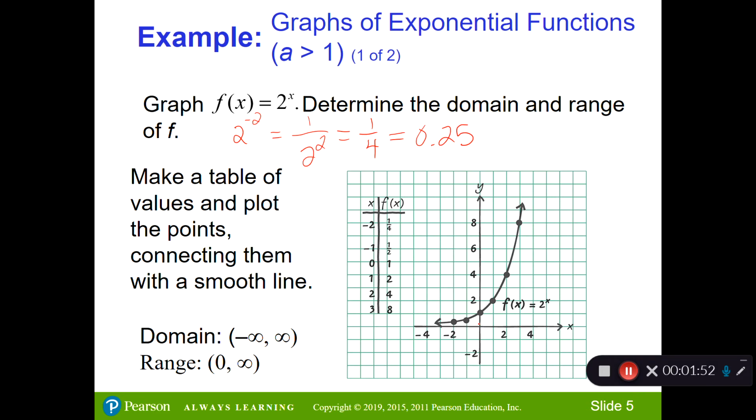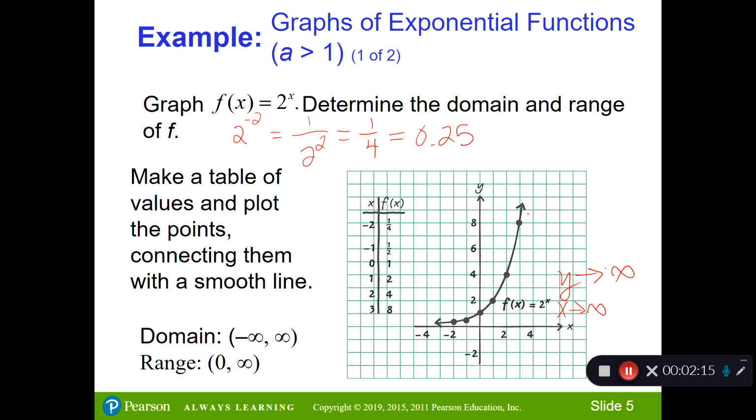But the range, I'm only ever going to get back positive numbers, because look what happened when I plugged in these negative numbers. It made a fraction, but it's still positive. So my range is 0 to infinity. As x gets large, we're going out this way on the axis. Look at what's going on with the y. The y is getting bigger.